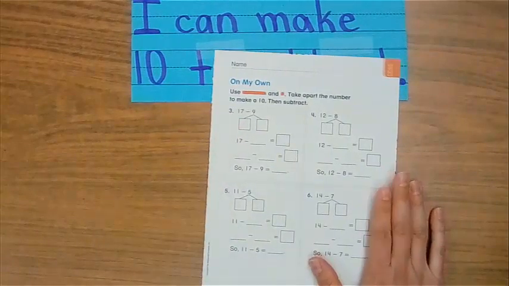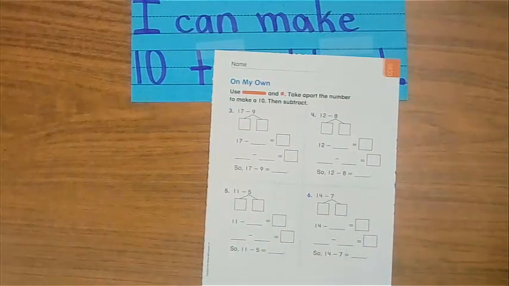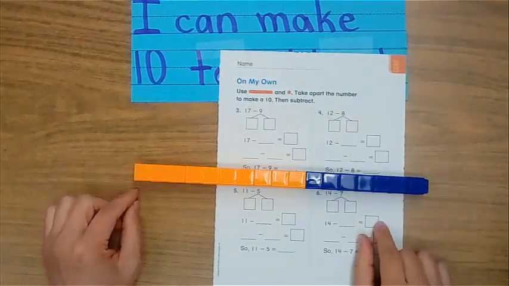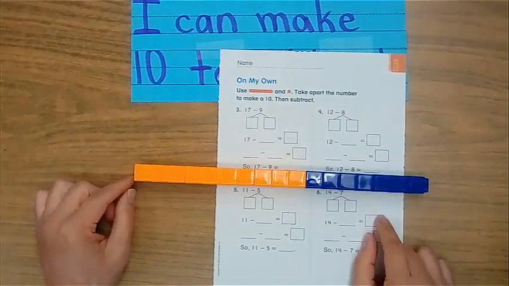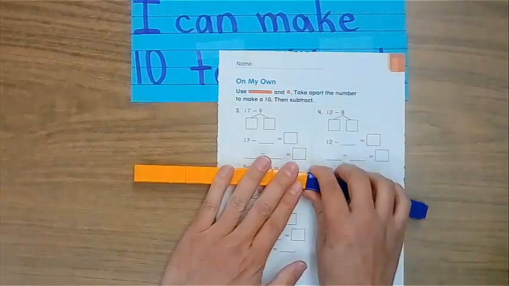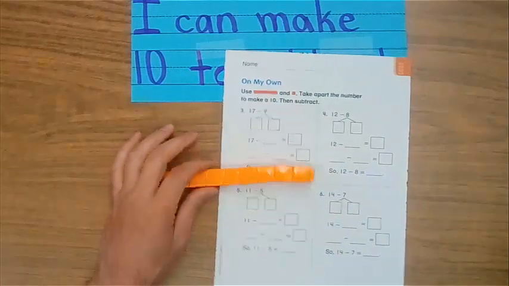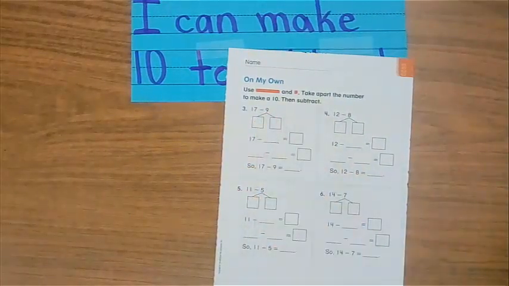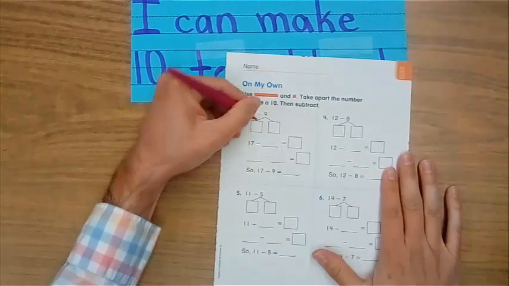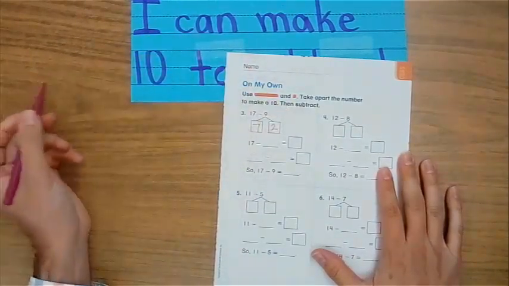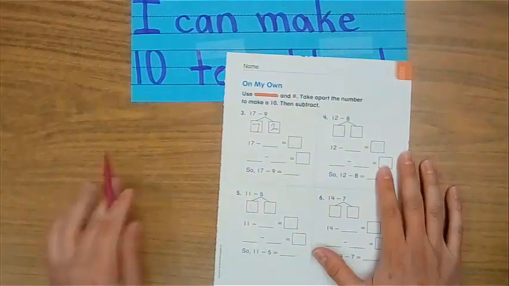Okay, so if we have 17 minus 9. Now I have 17, so I'm going to have 17 blocks. Now I want to make a friendly 10. So how many blocks do I need to take away to make this into a friendly 10? That's right, I need to take away 7 blocks to make it into a friendly 10. But then again, I don't have a 7, I have a 9. But I know that 7 and 2 make 9. So now there's my 7.